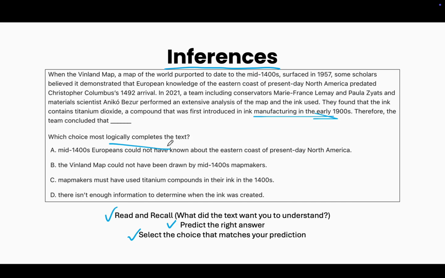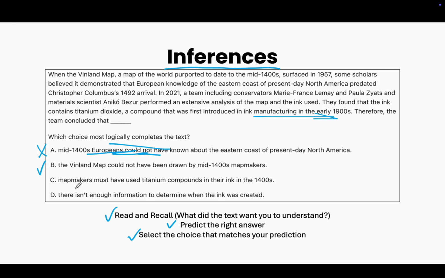Okay, which choice most logically completes the text? Choice A. Mid-1400s, Europeans could not have known about the eastern coast of present-day North America. Was this mentioned in the text? No, they never said that the Europeans could not have known about that part of North America. Choice B. The Vinland map could not have been drawn by mid-1400s map makers. Yeah, I guess this could be true because the map was probably made in the 1900s. Plus, that matches our prediction, so it is probably correct.